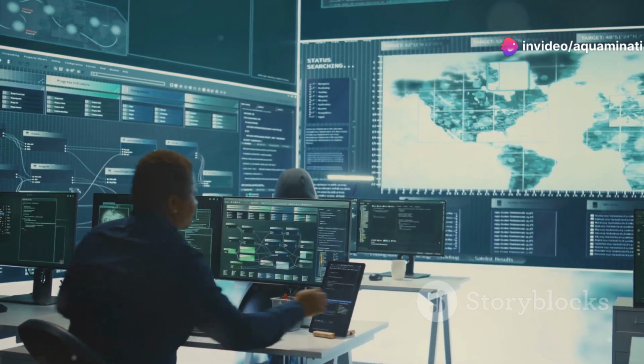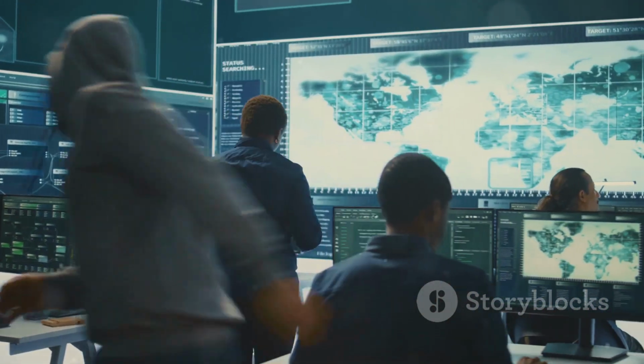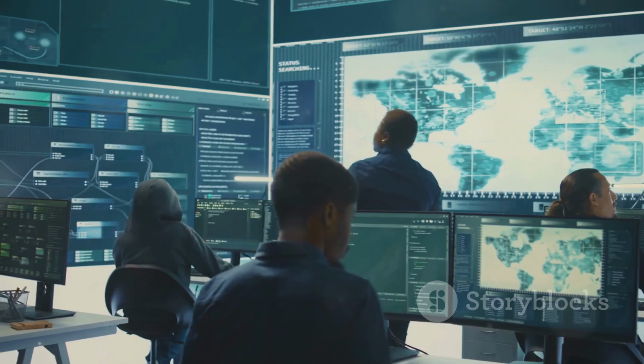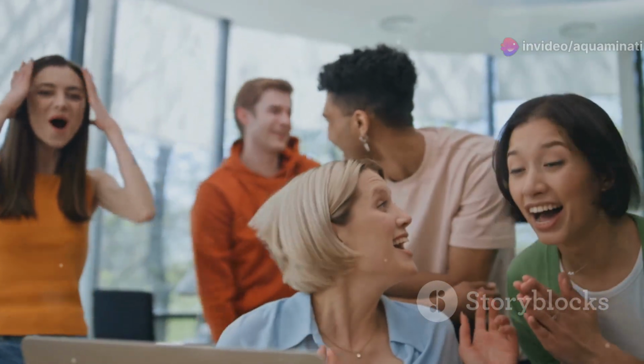By proactively addressing these weaknesses, organizations can strengthen their defenses. This proactive approach is crucial in staying ahead of potential threats. They can prevent data breaches, service disruptions, and financial losses. A secure IT infrastructure ensures business continuity and protects the company's reputation.